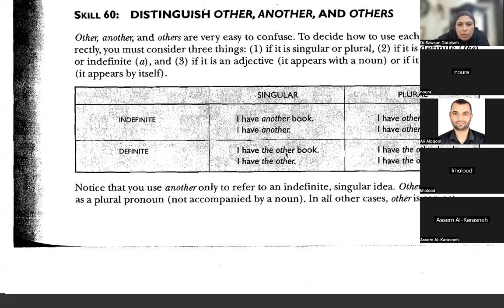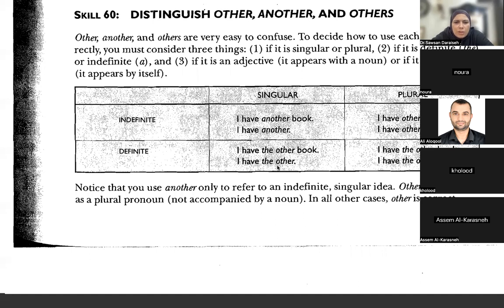So anyway, with other, you have to use the with it. And once you use the, it means that the listener you are talking to knows what you're talking about, and there's a specific book here. Once you have that, it means it's specific. So I have the other book, عندي الكتاب الآخر, and like I said, once we have the with other, it means it's not just any book. It's not a random book. It's a specific book.